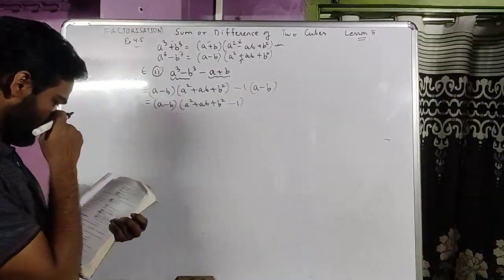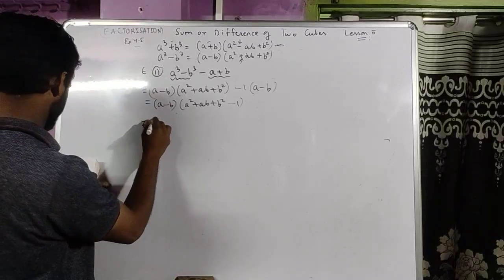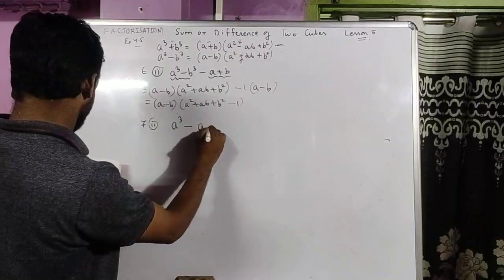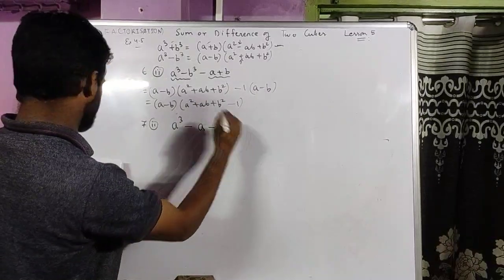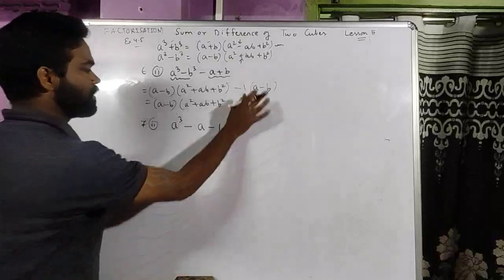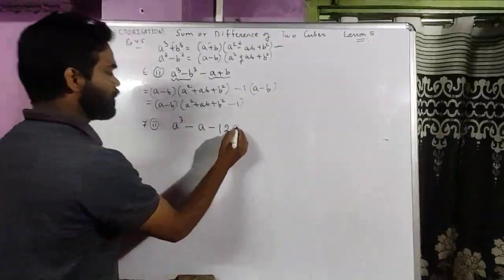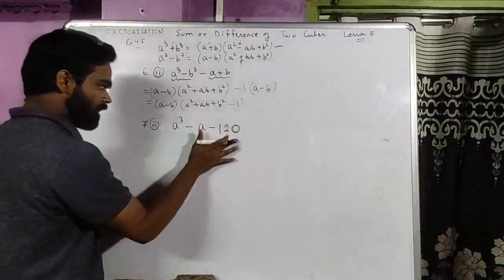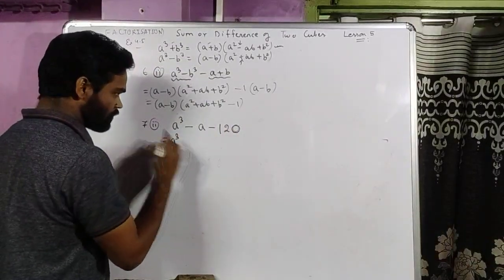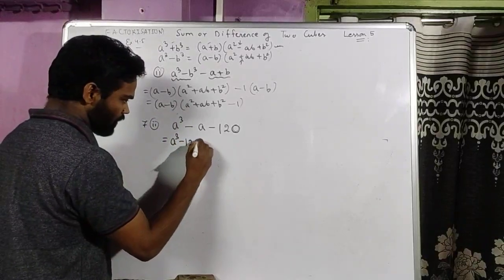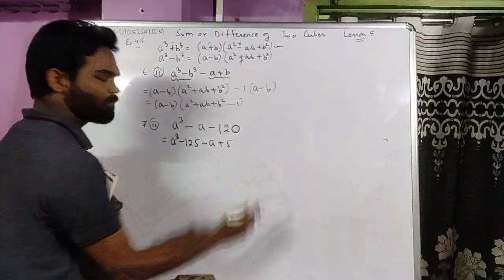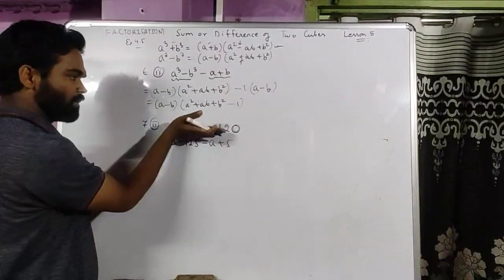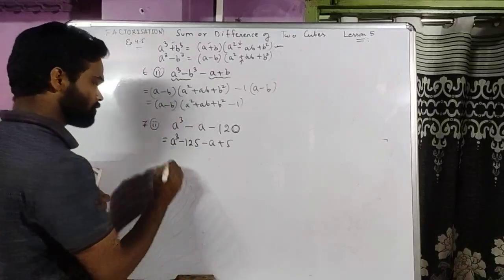Now we look at sum number 7 part 2. It's a cube minus a minus 125. Yeah, sorry, it's 120. Now look carefully. We need to make some adjustment over here. Can I write this as a cube minus 125 minus a plus 5? Because minus 125 plus 5 will give you minus 120, so I can surely write this expression in this form. How does it help?